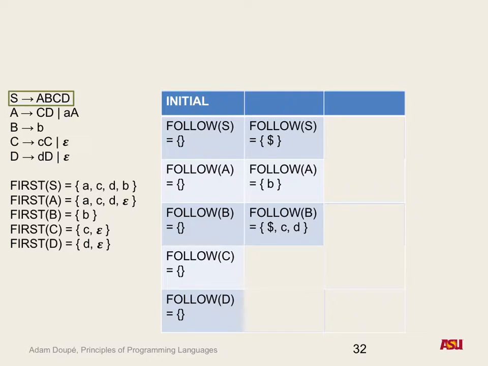All right. So now I want to calculate the follow of C. How many different rules do we have to look at?